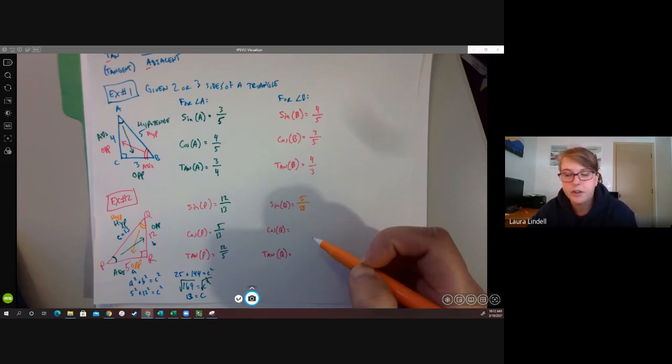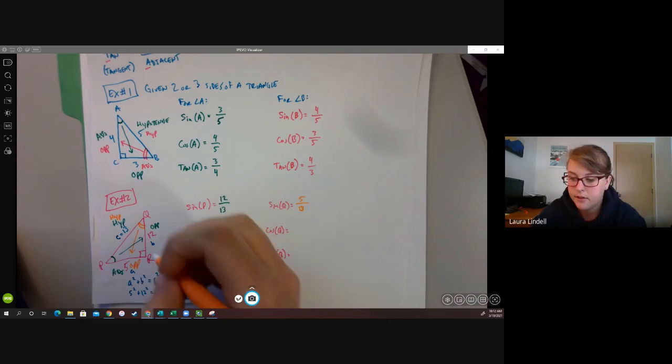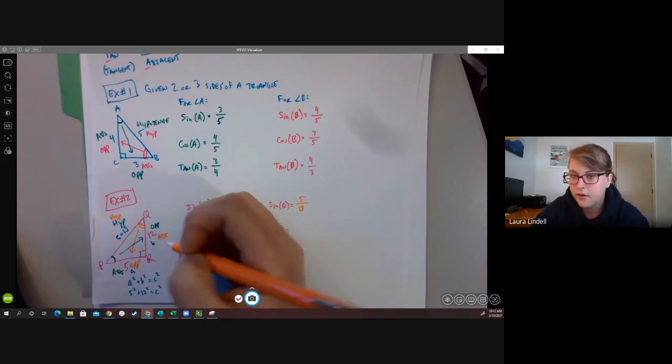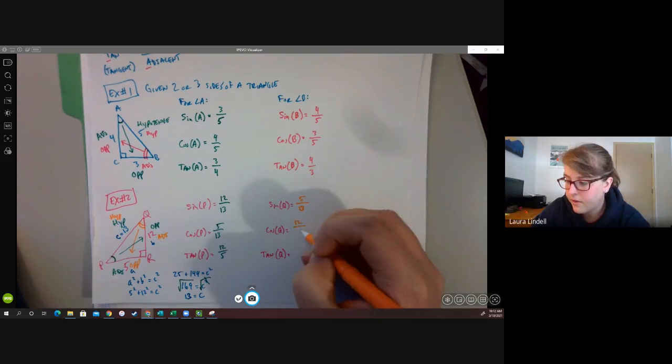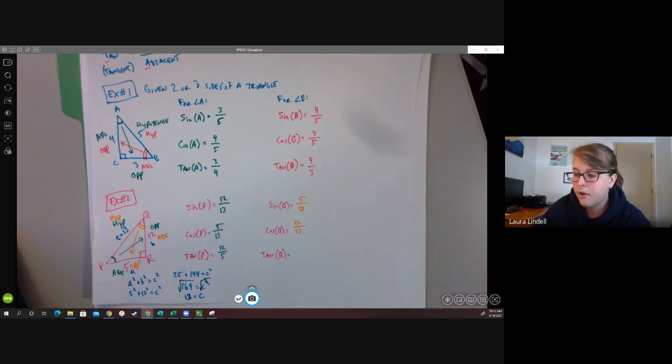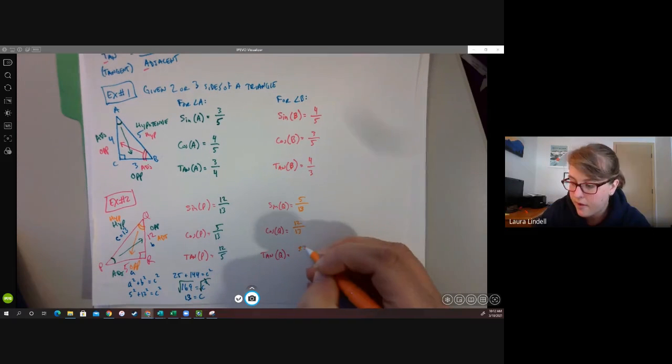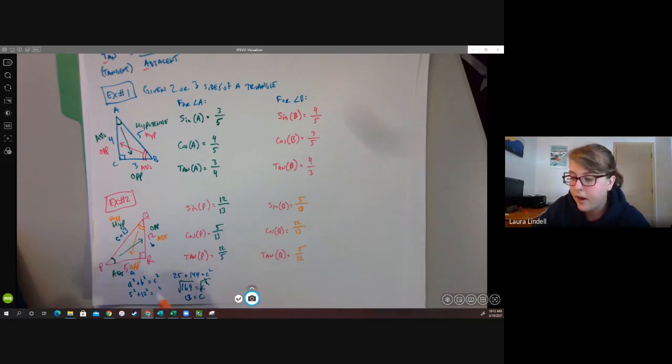What would cosine of Q be? Yep, 12/13. Nice, because that's adjacent over hypotenuse. And then tangent of Q. Yep, 5/12. And again, you could have gone, okay, opposite over adjacent with respect to Q, or you could have flipped the tangent that we had for P. Either way. Awesome. So that's one kind of problem that you guys are going to be expected to do today.